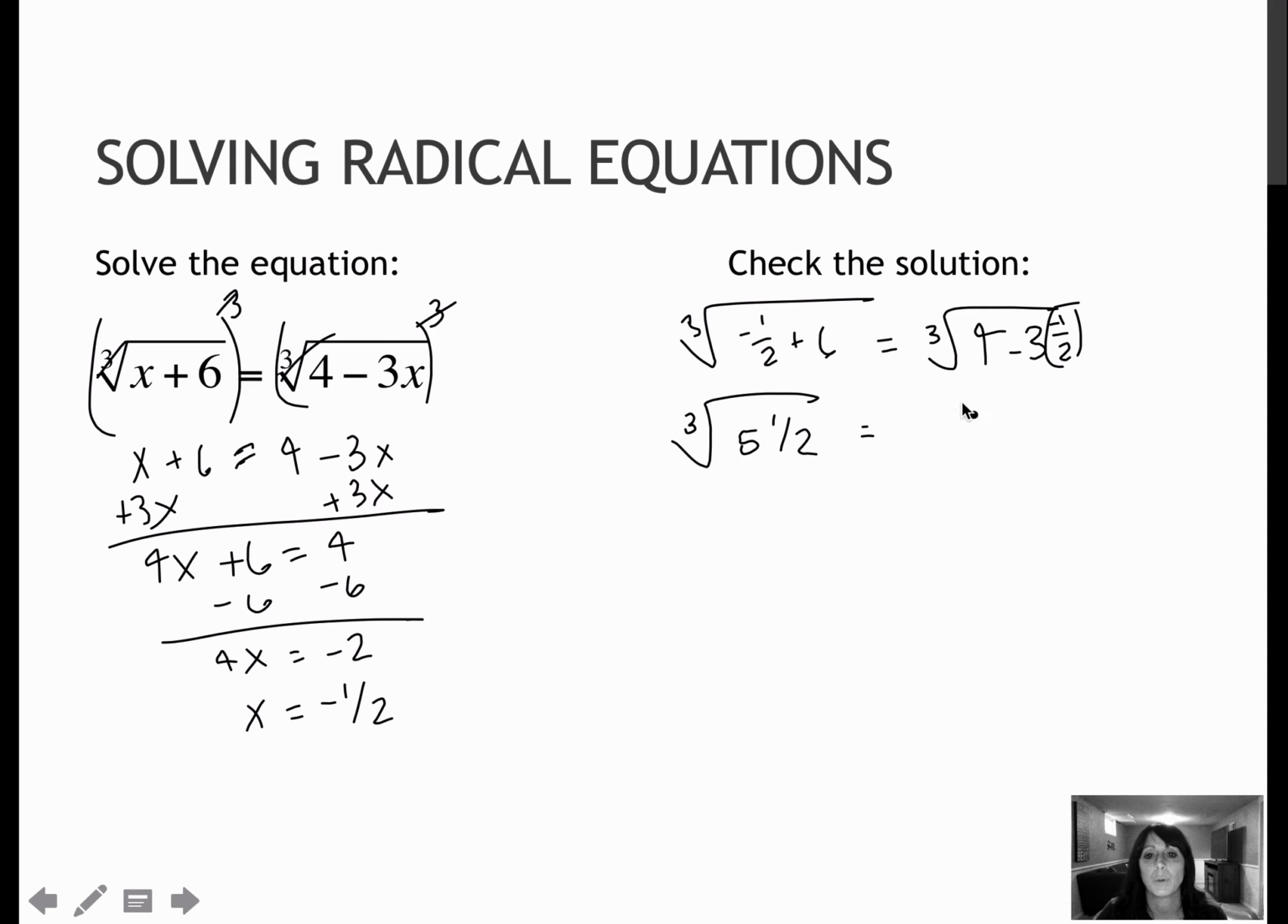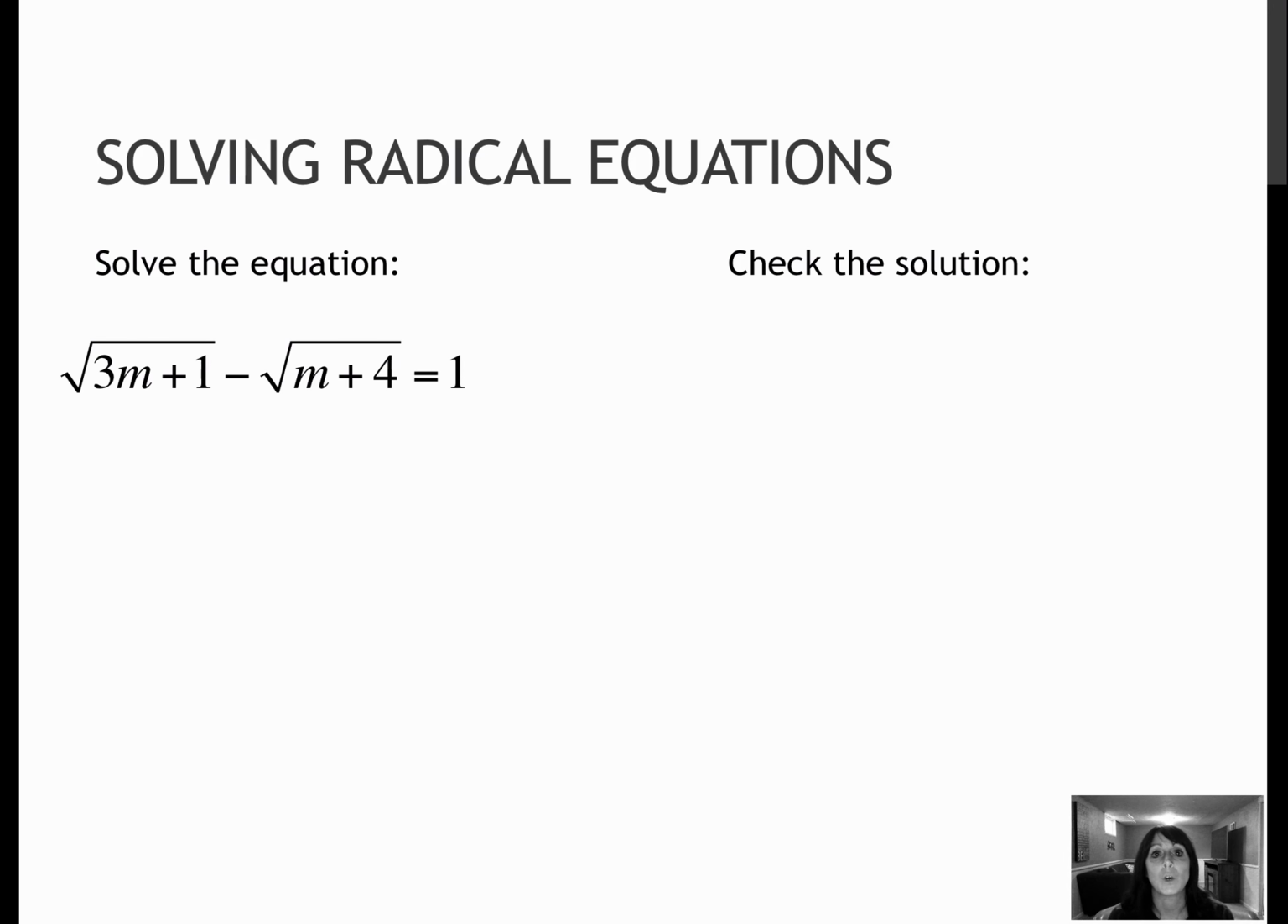which is going to be ugly, but we don't need to worry about that. Over here, I've got a minus and a negative, so these are actually going to end up adding together. So it's going to be the cubed root of 4 plus 3 times 1/2 is 1.5, so 5.5, which I of course could have written as 11/2 or the decimal equivalent, but in essence we have the same thing, and so that is an actual solution. So my solution is x equals negative 1/2.